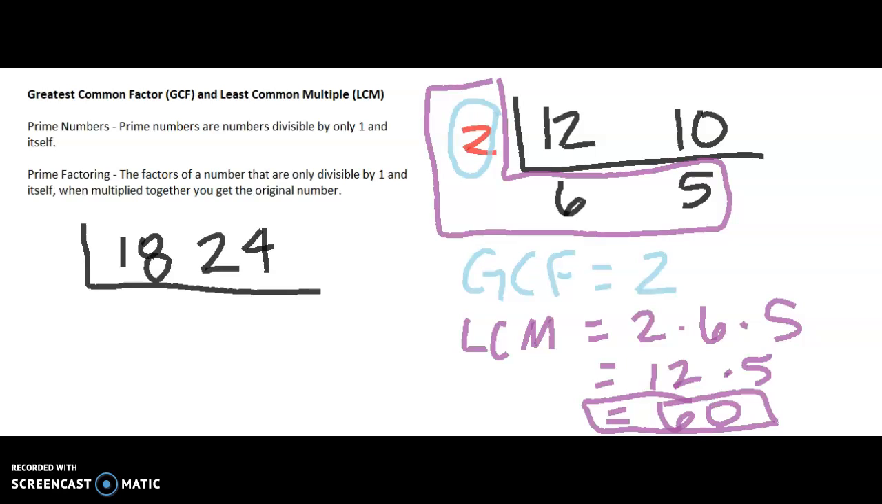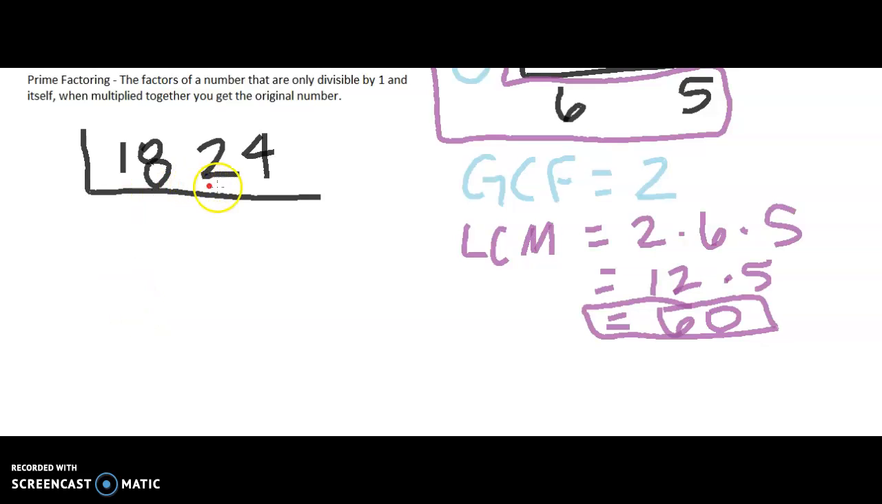Okay, we're going to go ahead and use this method one more time on these two numbers, 18 and 24. So again, an easy start for me is that they're both even, so I can go ahead and pull out a 2. But if you already know some other common factors, you can go ahead and pull those out too. Like for example, they're both divisible by 3. They're also both divisible by 6. So if those are what you want to start with, you can.